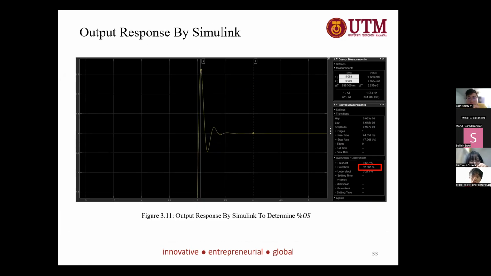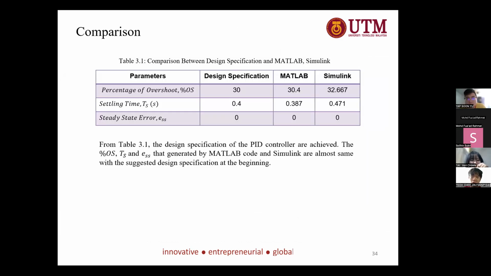This one is the graph to determine the percentage overshoot. Also using the two cursors, we can determine it. The next slide. Table 3.1 is a comparison between the design specifications and the MATLAB and Simulink results. From table 3.1, we can conclude that the design specs using the PID controller are achieved. Next. Stop.